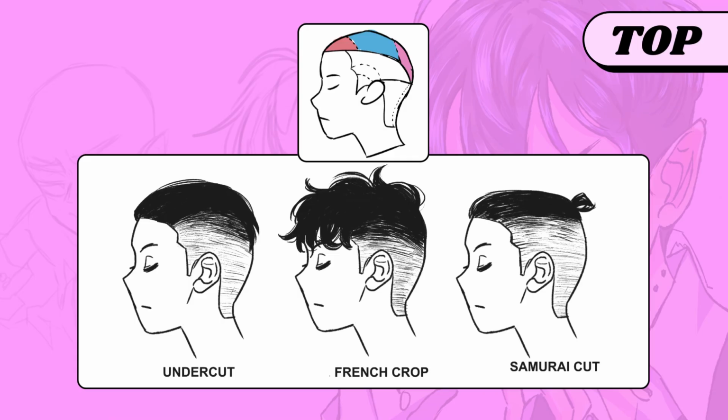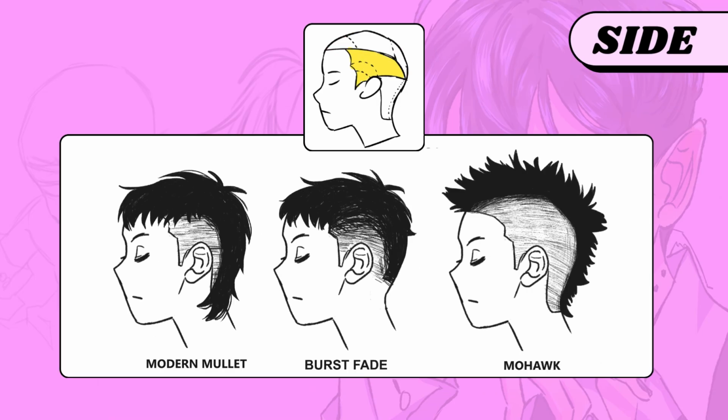The hairstyle is on the top of the head. Look how the side and nape part is just cut off. Haircuts that focus on shaving the sides of the head create a bold look that really emphasizes the center of the head. In this cut we have modern mullet, burst fade, and mohawk.